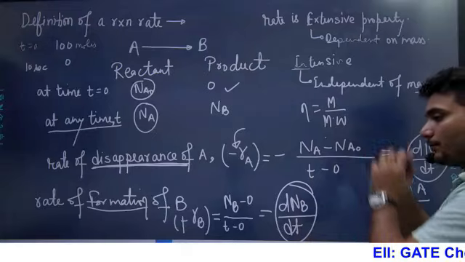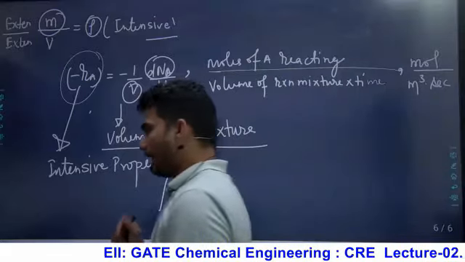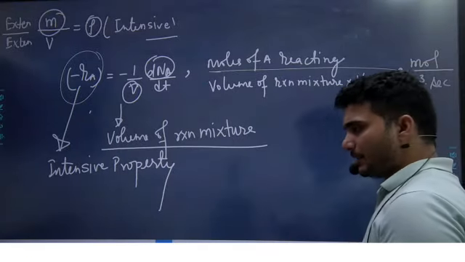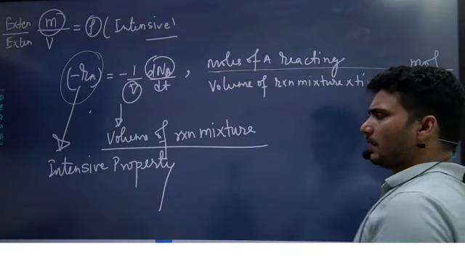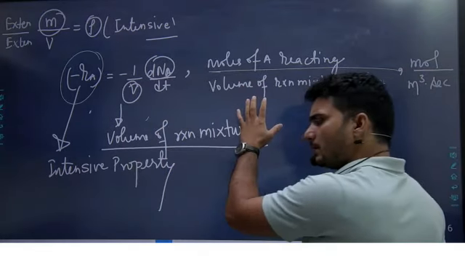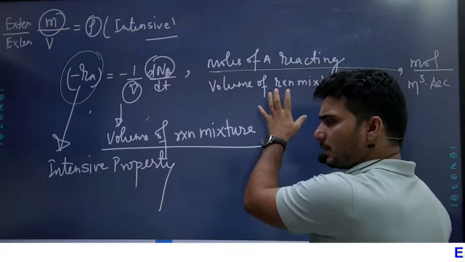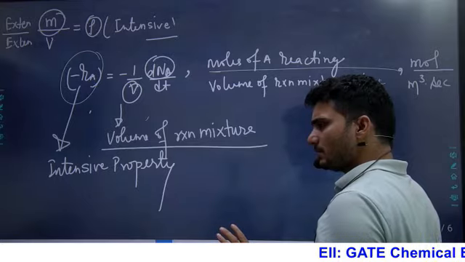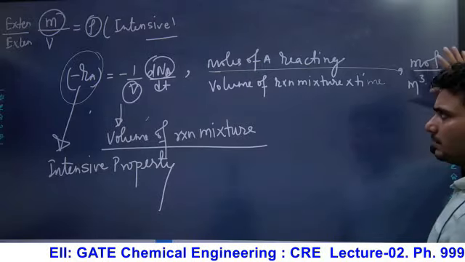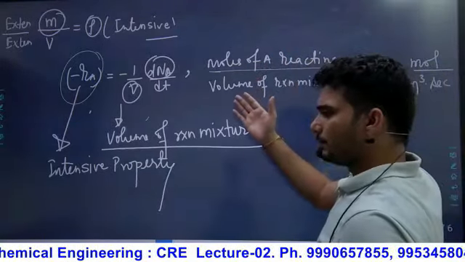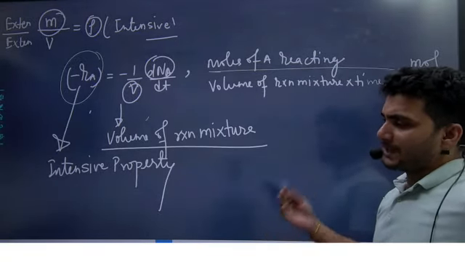So to make it independent from the mass, I will divide by volume. The rate depended on the amount of feed, so to make it independent from the amount of feed, I am dividing by the volume of reaction mixture. So simple, it will be your intensive property. Now it will not depend on the mass. What will be its unit now? Its unit will be mole per meter cube per second. You can say it as moles of A reacting per unit volume of reaction mixture per unit time. That rate is independent of the size of the reactor.